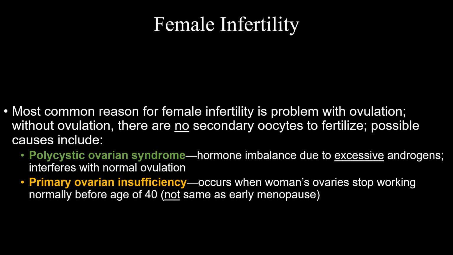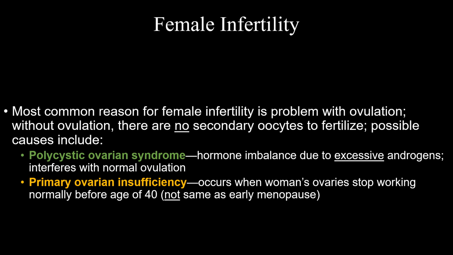And remember, without ovulation, there's no secondary oocytes to fertilize. And there are several possible causes. PCOS is one, polycystic ovarian syndrome, a condition that results in excessive androgens and decreases the production of estrogen. And you also have primary ovarian insufficiency, which occurs when a woman's ovaries stop working as normal before the age of 40, and this is not the same thing as early menopause.